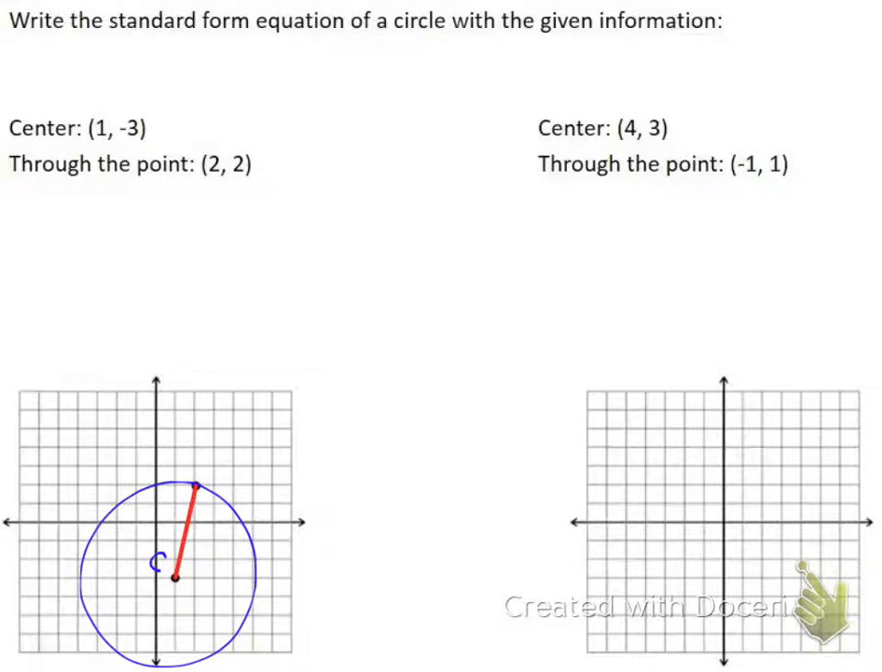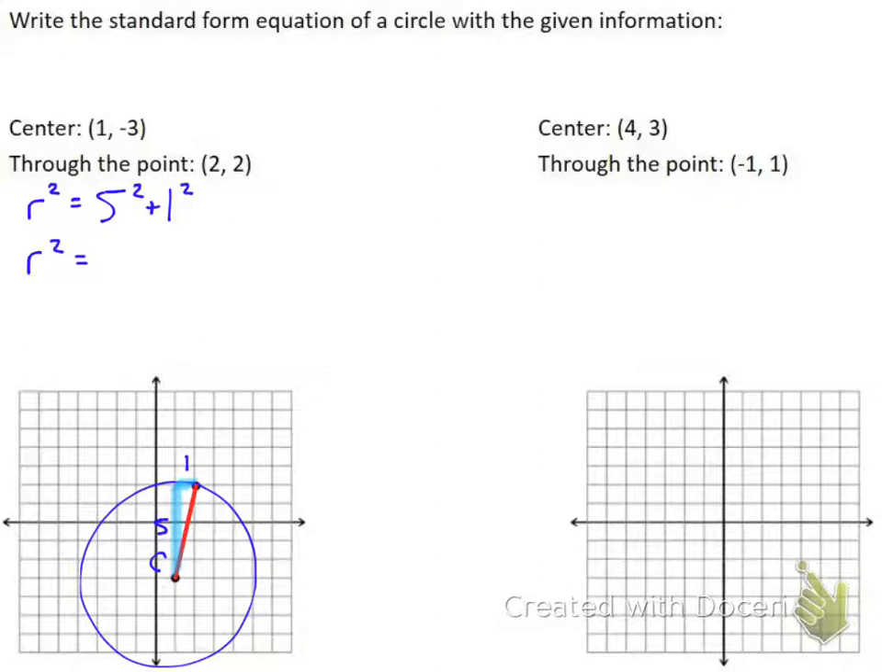If I were to do that, I'm going to make it into a vertical piece and a horizontal piece. And so I know that this goes to the right 1, and then it goes up 1, 2, 3, 4, 5. And so I know that my radius is going to be, so r squared is equal to 5 squared plus 1 squared.